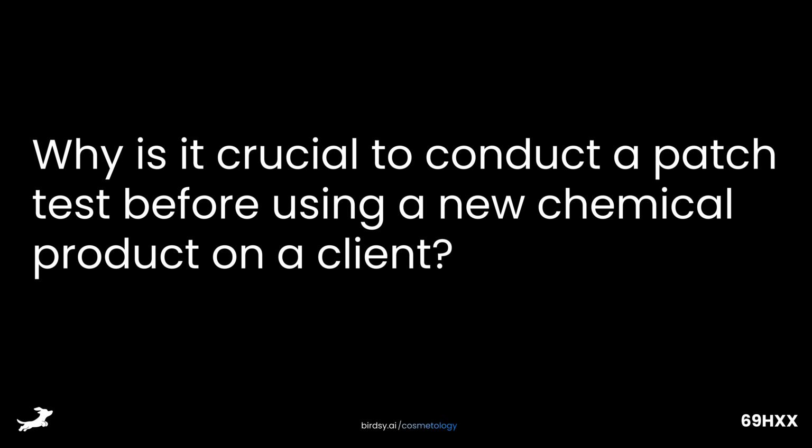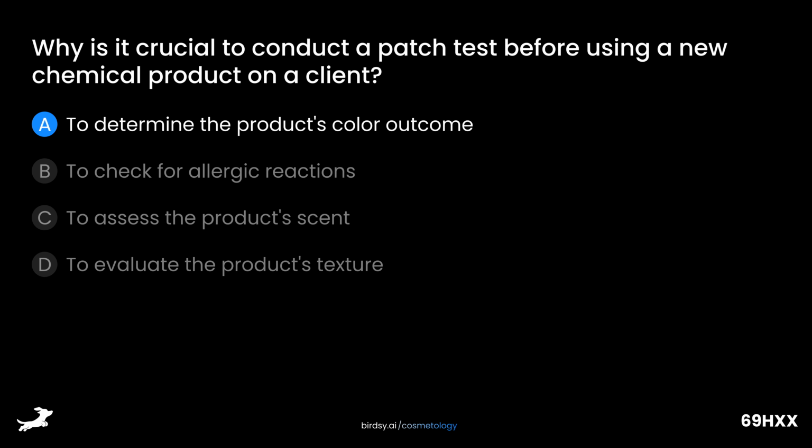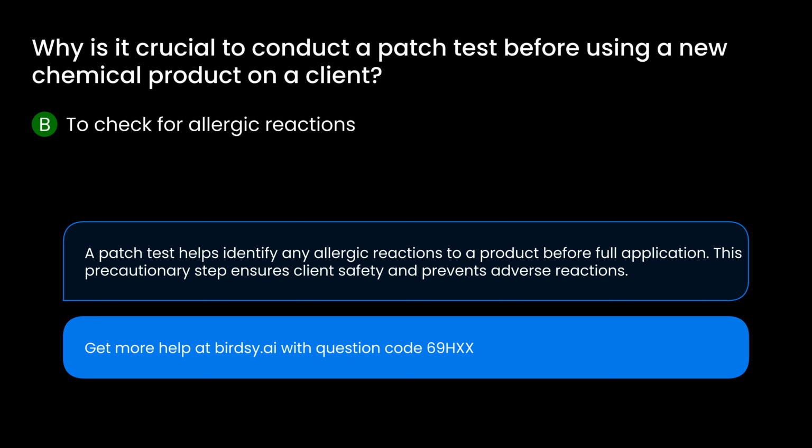Why is it crucial to conduct a patch test before using a new chemical product on a client? Is it A, to determine the product's color outcome, B, to check for allergic reactions, C, to assess the product's scent, or D, to evaluate the product's texture? The answer is B, to check for allergic reactions. A patch test helps identify any allergic reactions to a product before full application. This precautionary step ensures client safety and prevents adverse reactions.